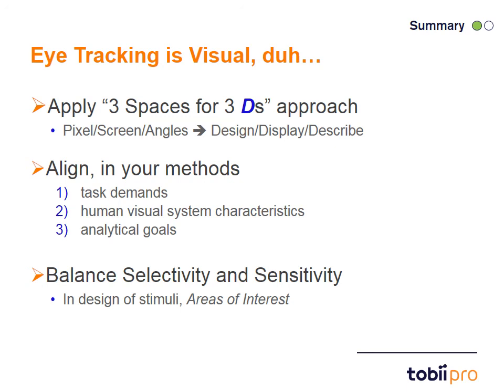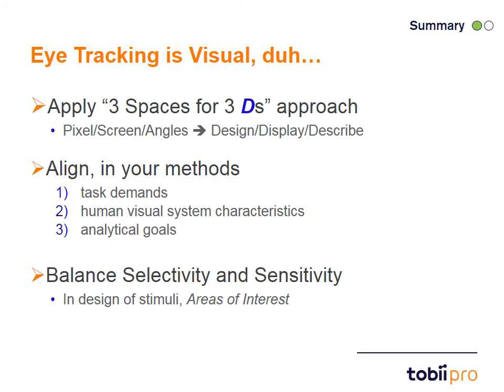So in total, there are really three things to align in your methods. The first is to be attentive to the task demands. In other words, what are we asking the subject to do? The second is to be mindful of the human visual system characteristics, and this has to do with the decline of visual acuity as we move off axis from the central portion of our visual field as relates to the fovea. And also to be attentive to the analytical goals. What sort of statistics, metrics, or analysis, what sort of inferences, judgments, or comparisons we're going to make.